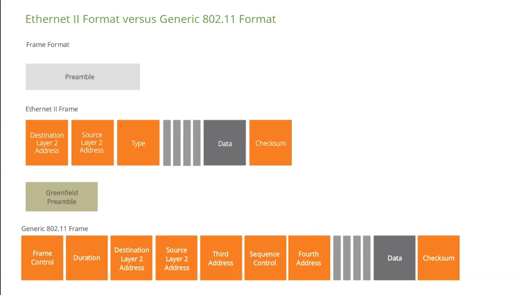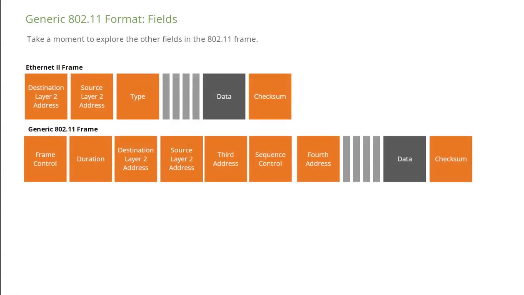However, at present, most 802.11n devices operate in mixed environments with legacy devices. This means that they must send both the greenfield preamble and the legacy preamble so that all clients on the wireless network understand that someone is about to transmit data. Take a moment to explore the other fields in the 802.11 frame. Click each field to learn more.